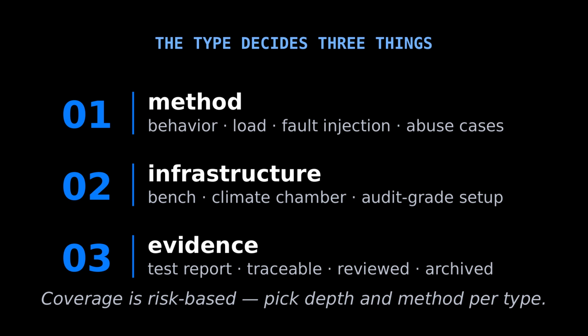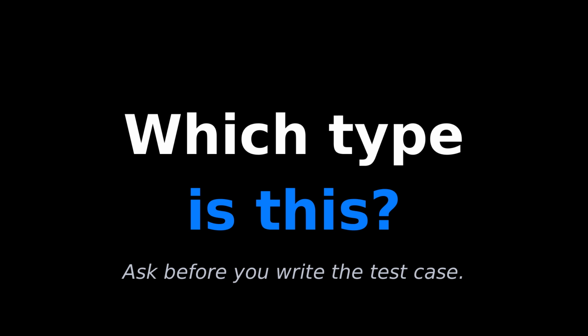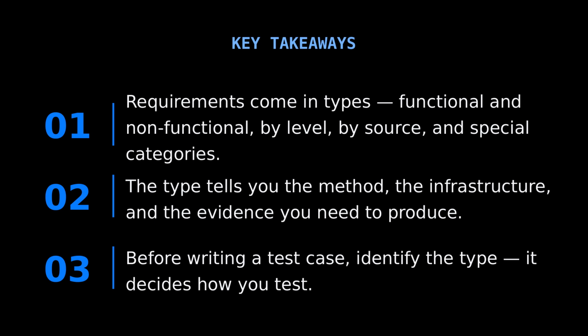So what does this mean in practice for system test? Each requirement type implies a method, an infrastructure, and an evidence level. Functional requirements call for behavior tests, while non-functional requirements call for tests like load testing, stress tests, or similar. And then there are safety requirements, which emphasize traceability and a need for fault injection or other special test methods to ensure safety. The infrastructure ranges from a standard test bench to a climate chamber or audit-grade traceable setup. As a test manager, you have to pick the right test methods and the right way of testing to cover the requirements properly.